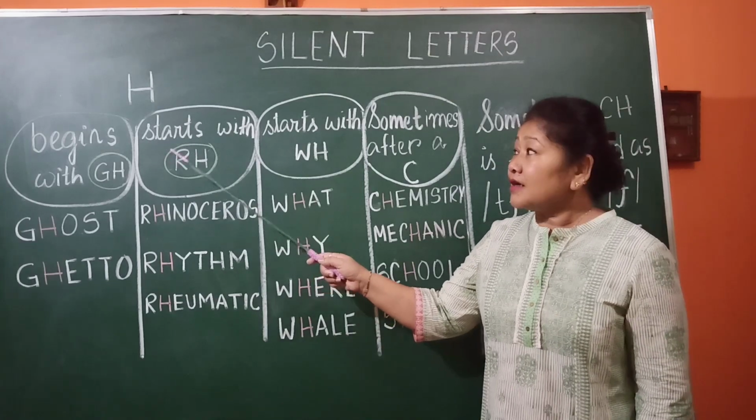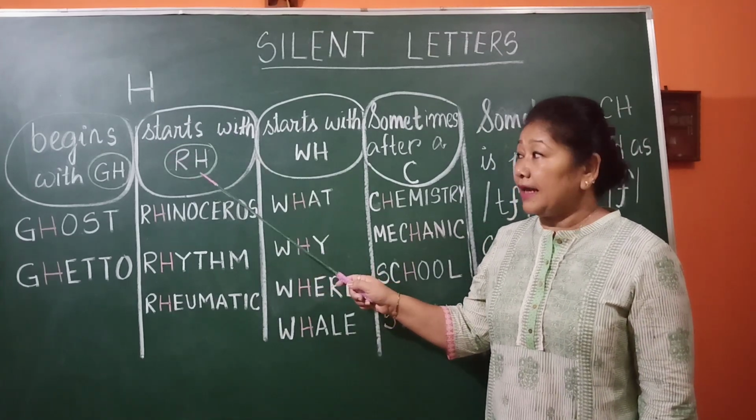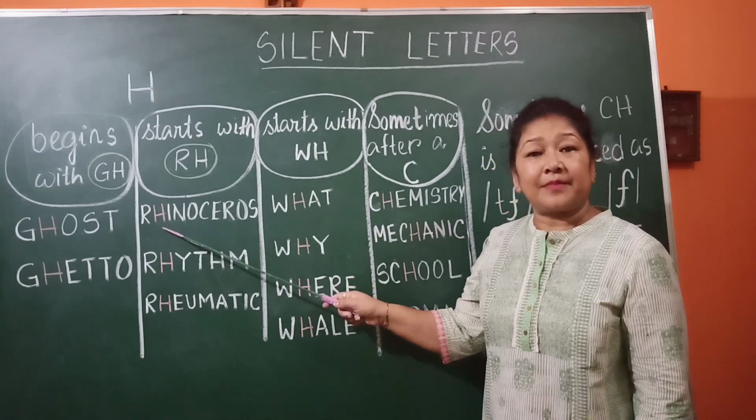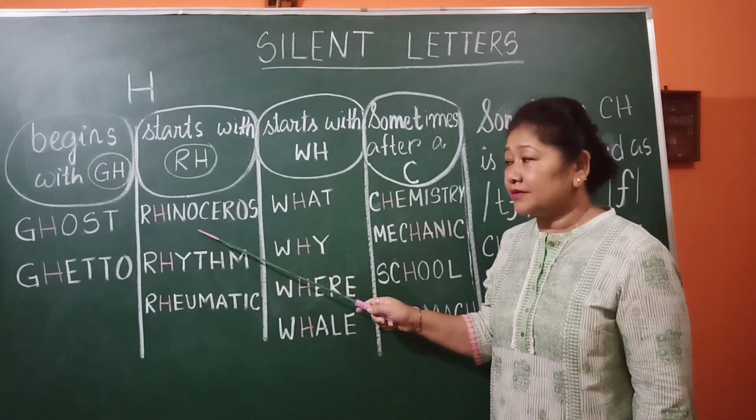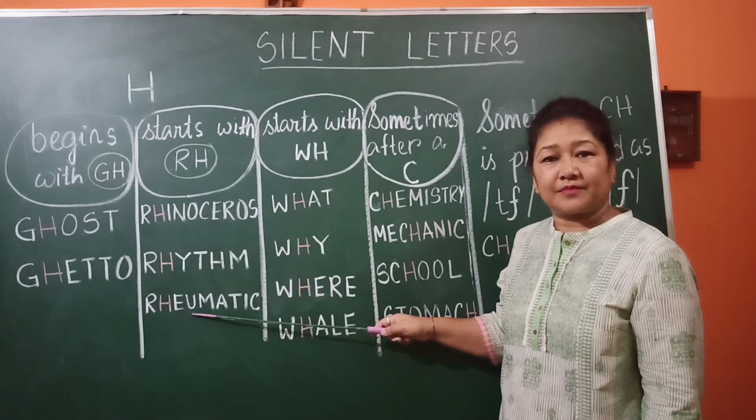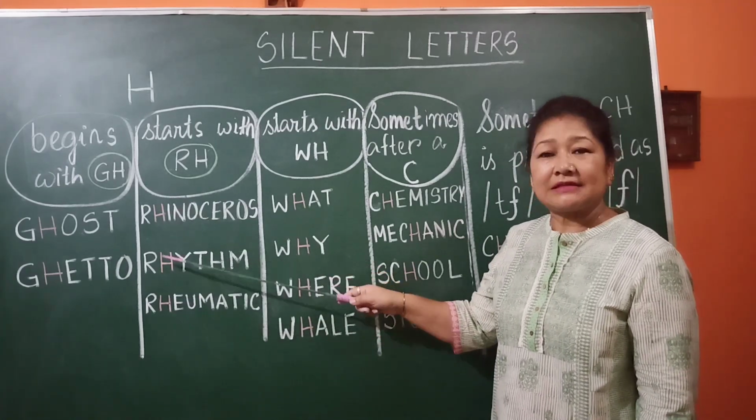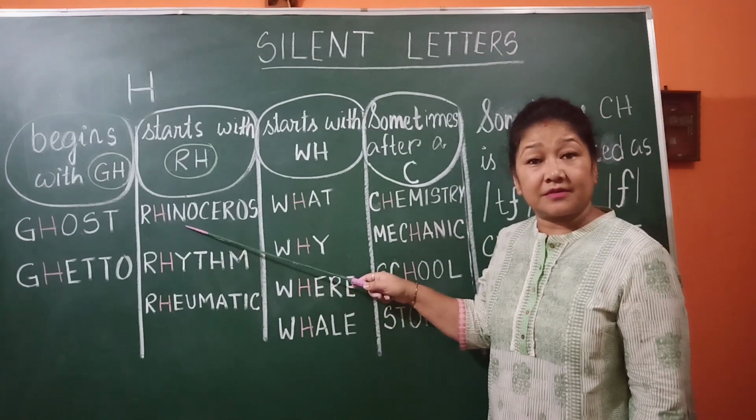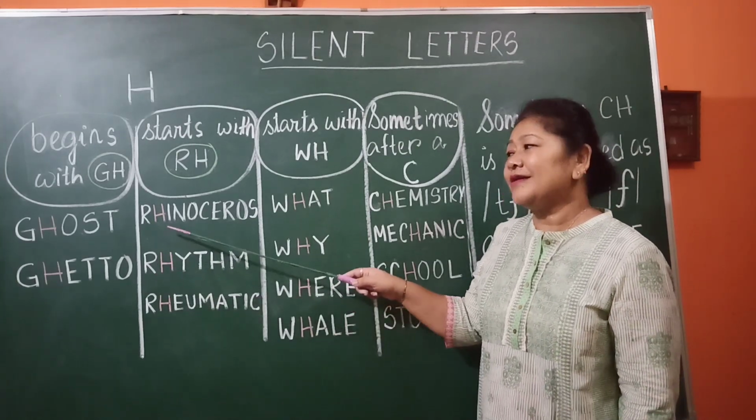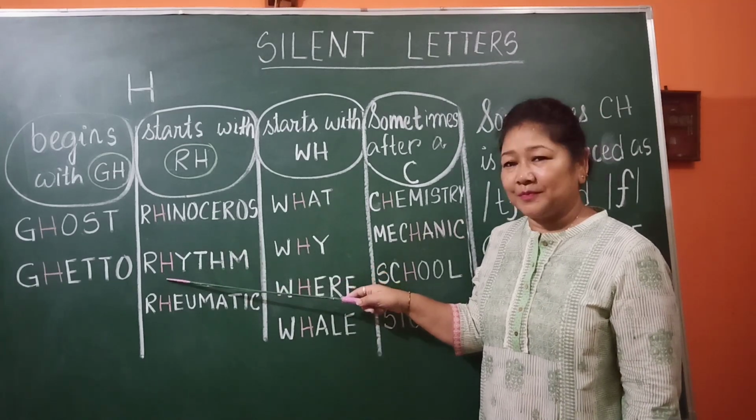When a word starts with RH, the H is silent. For example, rhinoceros, rhythm, rheumatic. So the H is silent in rhinoceros. We don't sound the H in rhinoceros or rhythm.